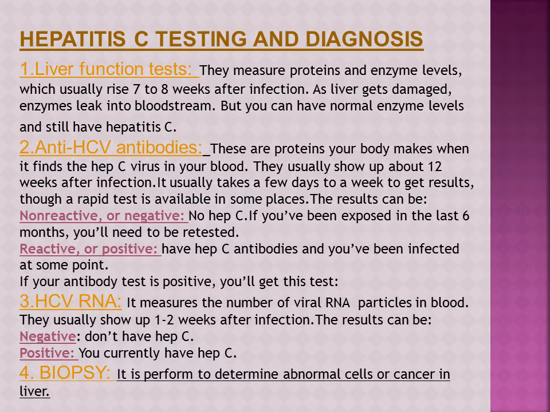After that, we have the HCV-RNA test. It measures the number of viral RNA particles in the blood. They show 1 to 2 weeks after infection. This can be positive or negative. If it is positive, it means that you have hepatitis C, and if negative, you do not have it. After that, we have biopsy to determine abnormal cells or cancer in the liver.